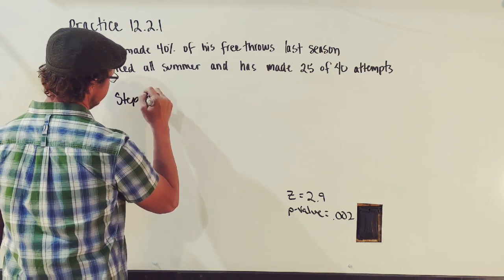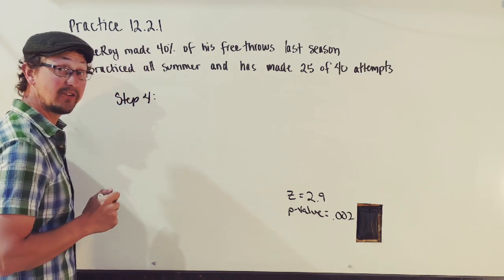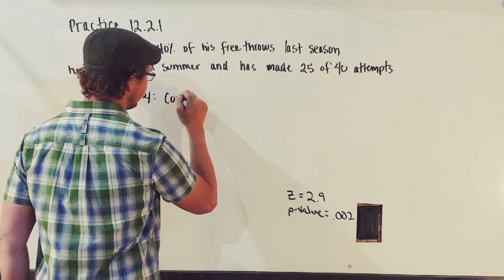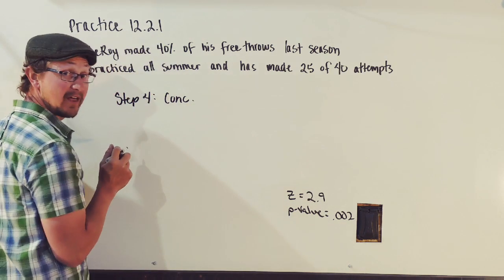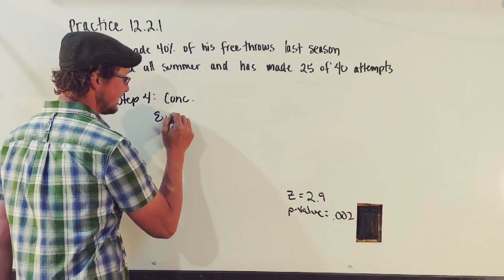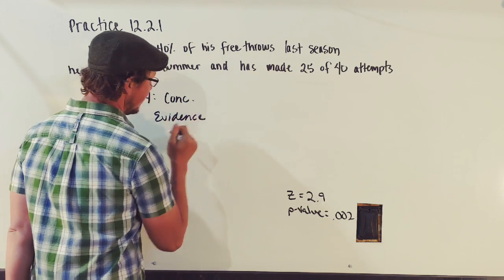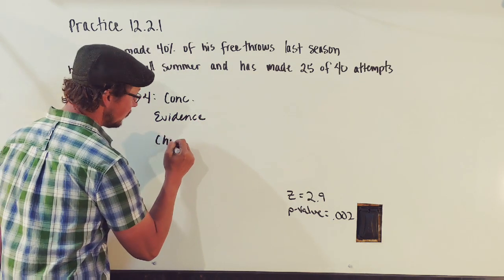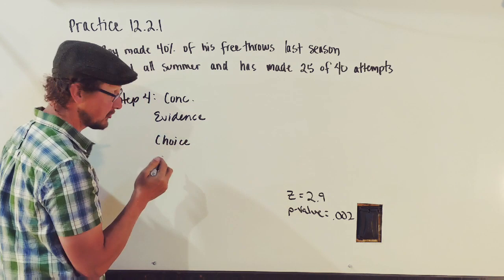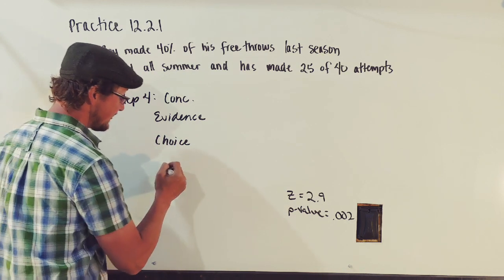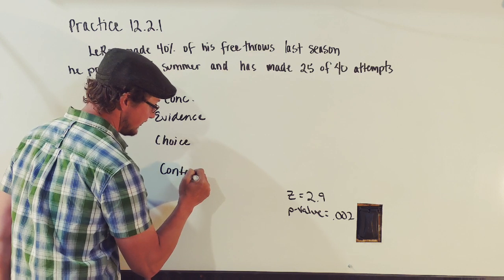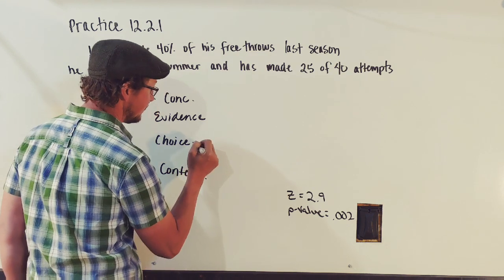Step 4. Step 4 is our conclusion with context. We're needing three different things. We need evidence. We need to make a choice to reject or fail to reject, and then we have to put that choice into the context of the problem.